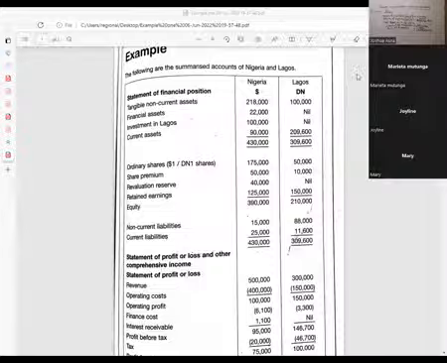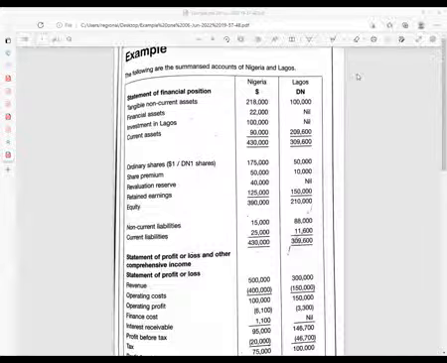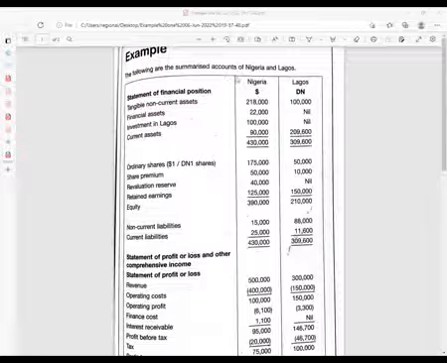So we are given an example here. The following are the summarized accounts of Nigeria and Lagos. So these are two different companies. One company called Nigeria and another one called Lagos. One good thing that I'm able to see is that the Nigeria company has its financial statements presented to us in dollars. Lagos has, in this case here, the currency DN there. DN there could be Naira, whatever.